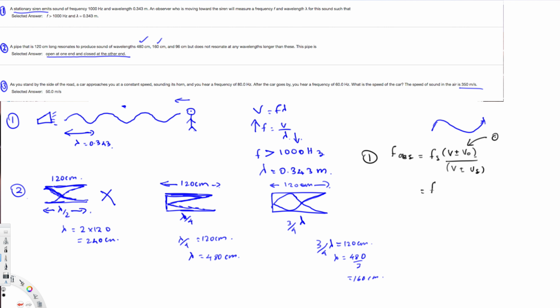F source, we don't know, it's not provided. But F observer is provided. The observer hears an 80 hertz frequency, so we can put that right here. 80 hertz equals Fs times the velocity of the sound. Let's keep it as V and put the values in finally. We only have V on the top because V observer is 0, so we don't have to put that. In the bottom we have the velocity of the sound plus or minus.